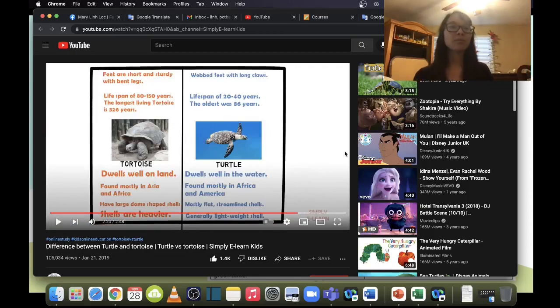We will review a little bit more. The feet of the tortoise are short and sturdy with bent legs. For the turtle, they have webbed feet with long claws. Especially, you see the lifespan of the tortoise is 80 to 150 years. The longest living tortoise lived more than 300 years. The lifespan of the turtle is shorter, about 20 to 40 years. The oldest was only 86 years.